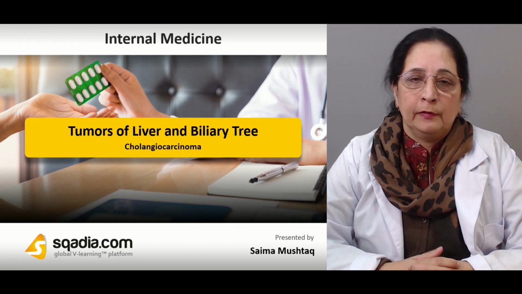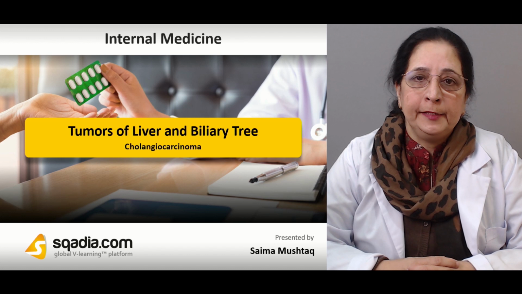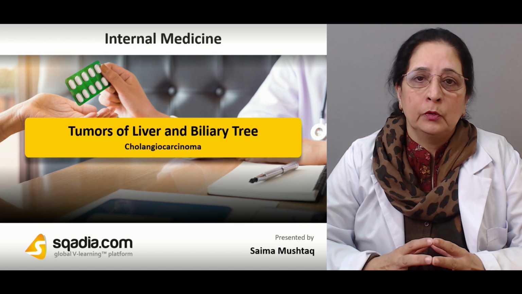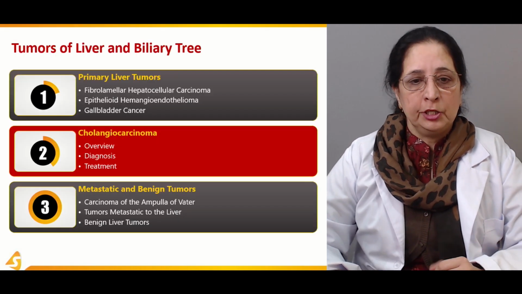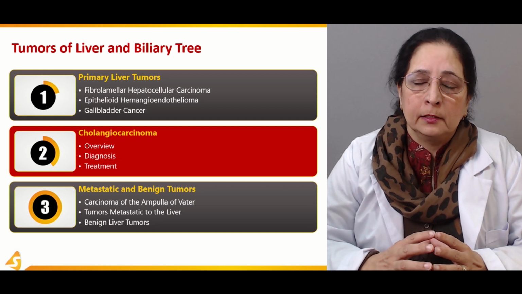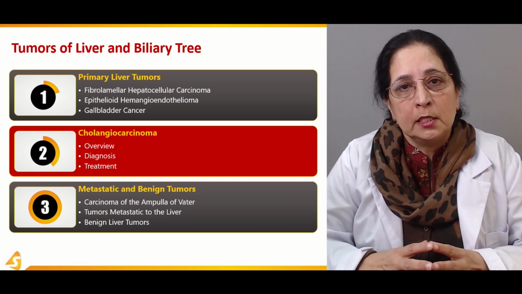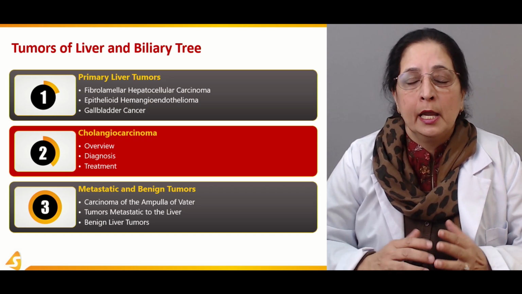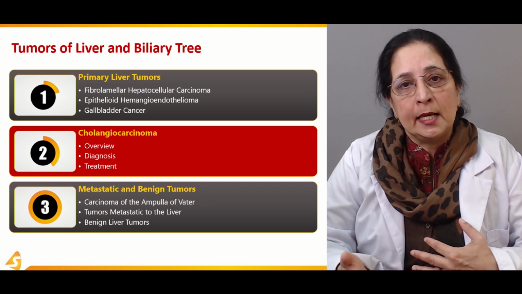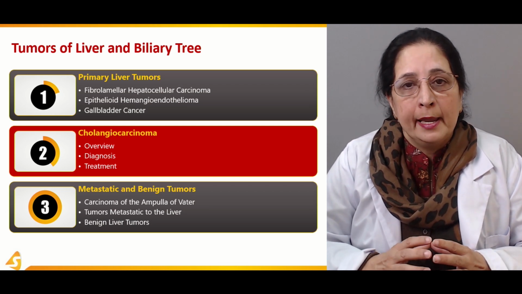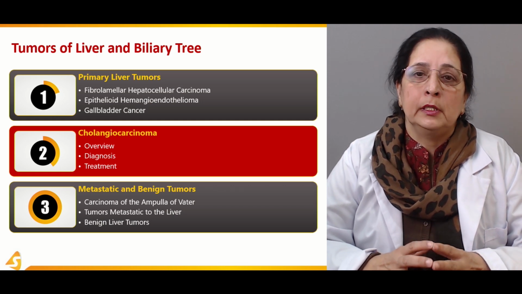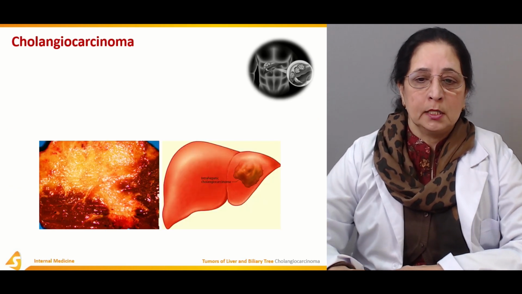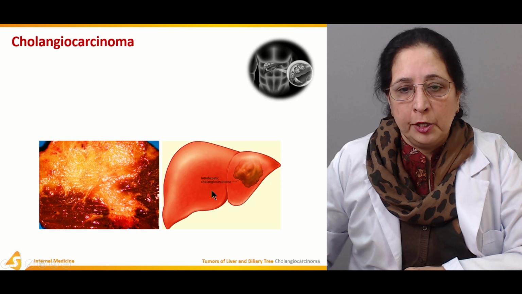In the second section of our lecture, which is the tumors of the liver and the biliary tree, now we will talk about cholangiocarcinoma. And in this section, we will mainly talk about what cholangiocarcinoma is, how it is diagnosed, how different patients present if they have cholangiocarcinoma, and what the treatment options for cholangiocarcinoma are.